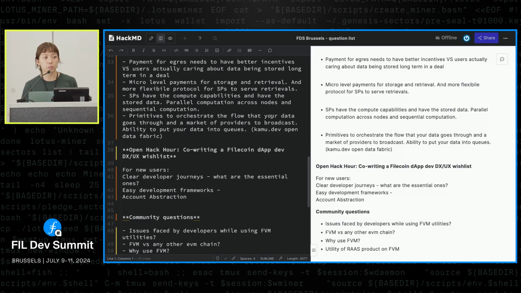that you feel is not available today, or DX tooling that is not available today that you would love to see integrated onto Filecoin. And if you can give a reason why, that would be really great too. So yeah, open to the floor.